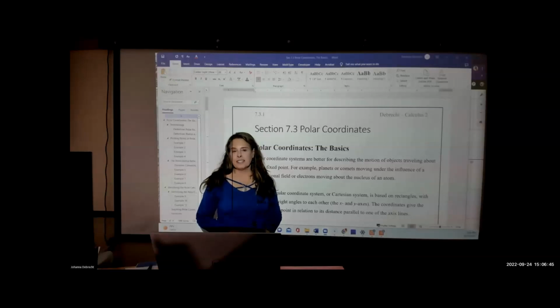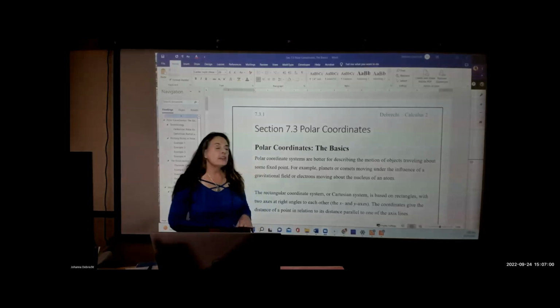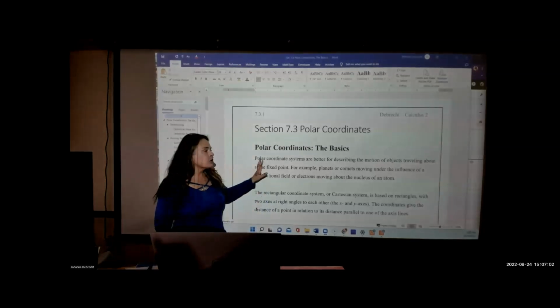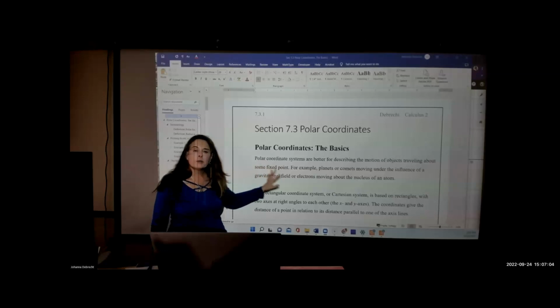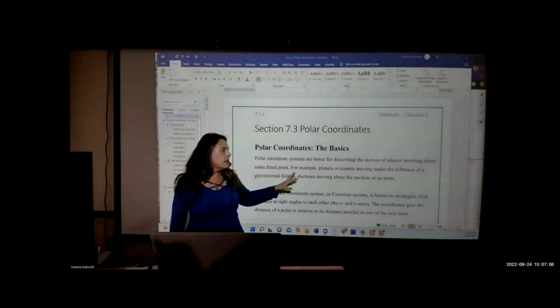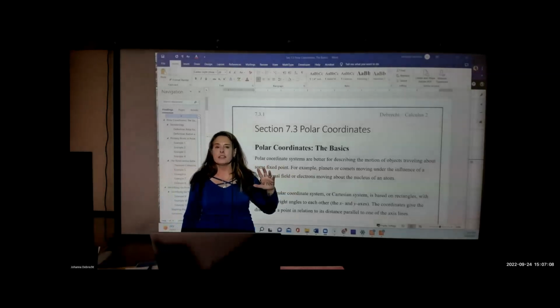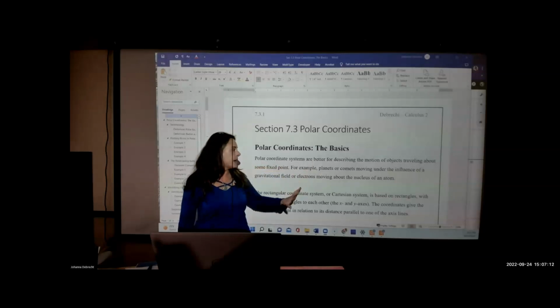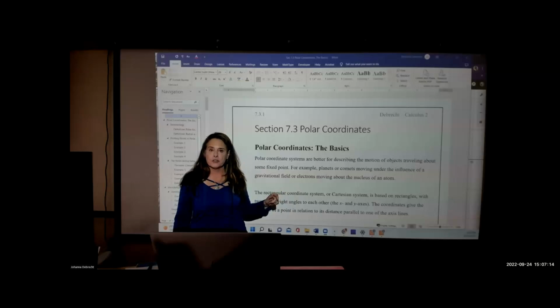We've completed our study of parametric equations and calculus in parametric equations. We now turn our attention to a different kind of coordinate system called the polar coordinate system. Polar coordinate systems are better for describing the motion of objects that are rotating about some fixed point. This could be like the planets or a comet moving around another body in space under the influence of a gravitational field.